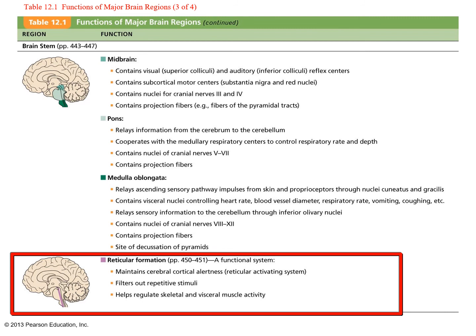So the reticular formation, again, will maintain alertness via the RAS. It'll filter out repetitive stimuli and help regulate both skeletal muscle and visceral muscle activity.